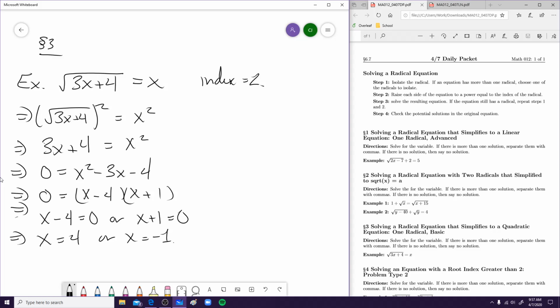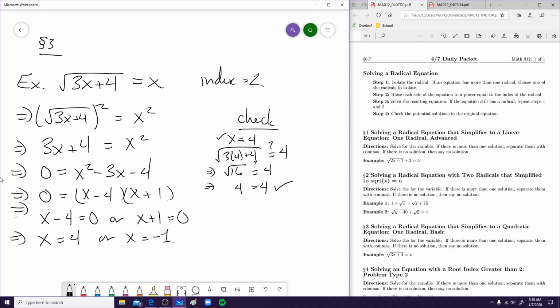So in this example, we have 2 points that we have to check. Right? So I'm going to go off to the side. I'm going to say check. And so for x equals 4, okay, we're going to plug 4 in. So then we'll get the square root of 3 times 4 plus 4. Does this equal 4? 3 times 4 is 12. 12 plus 4 is 16. So does this equal 4? The square root of 16 is 4, and 4 equals 4. So x equals 4 is a solution.